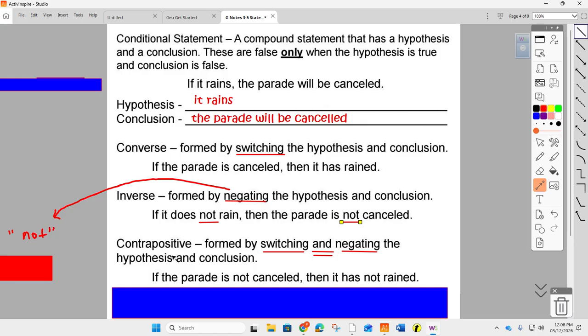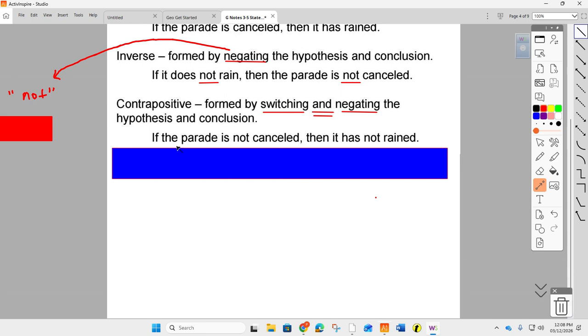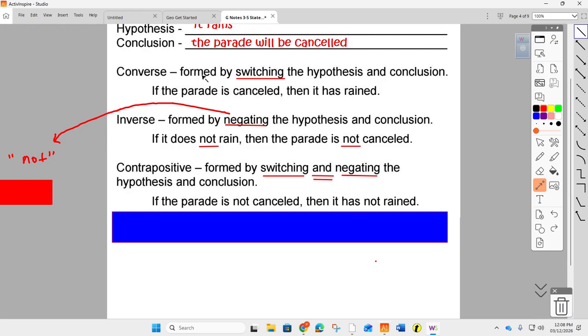Now a contrapositive, you switch and negate. So you swap the hypothesis and the conclusion, and you also negate them both. So if the parade is not canceled, then it has not rained. So not only did we swap, so it's basically the converse, but then you put the word not in there, right?